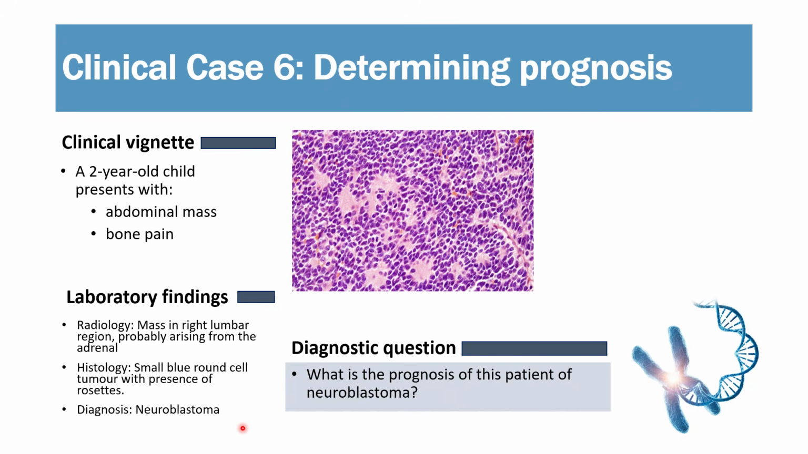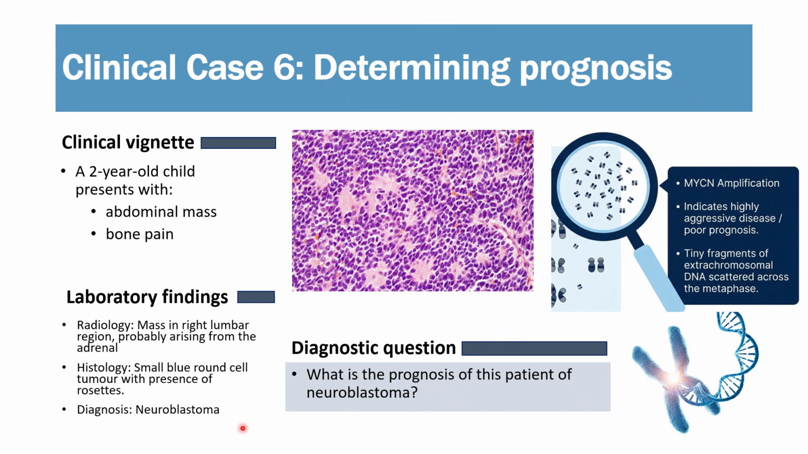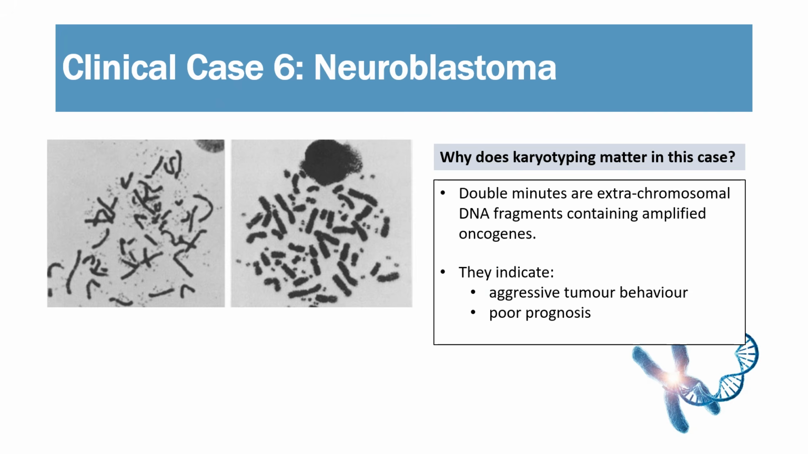But to see what the prognosis of this patient is, we want to see if the karyotype shows a MYCN amplification. Because here, if you see these double minutes, these are tiny fragments of extrachromosomal DNA scattered across the metaphase, and this indicates highly aggressive disease or poor prognosis. So, these karyotypes show these beautiful double minutes.